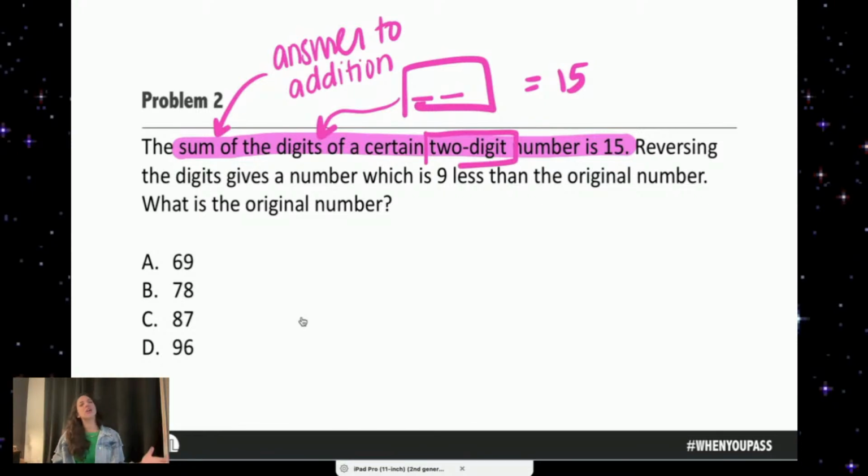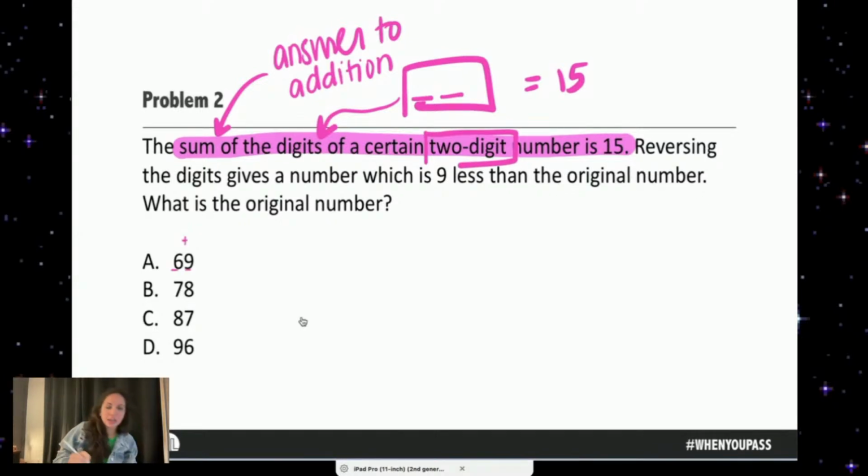So yes, I could come up with some sort of equation or process to solve this, but when I have answer choices there to help me, why would I do that? Let's go ahead and look at that. So 6 plus 9. 6 and 9 are the digits of 69. 6 plus 9 is 15. 7 plus 8 is 15. 8 plus 7 is 15. And 9 plus 6 is 15. Okay, so that did not help me at all. But I promise you sometimes it does.